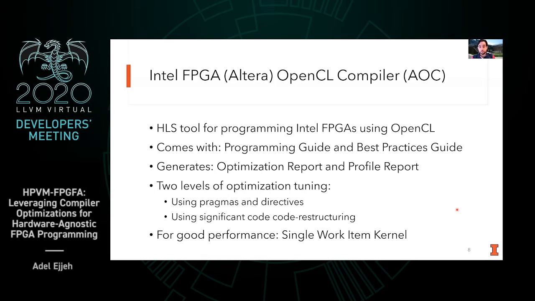Note that although the compiler does support the regular OpenCL model of having multi-threaded kernels, Intel recommends what they call the single work item model for better performance, which basically means that kernels should be written with loops rather than the traditional model for GPUs where we have a grid of multiple threads.